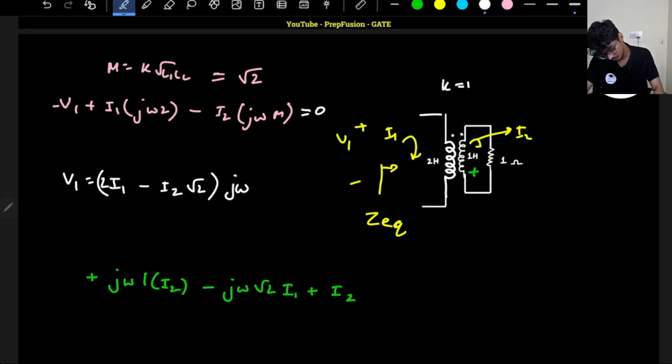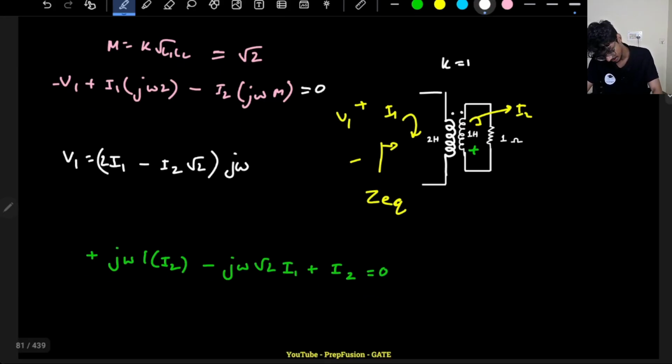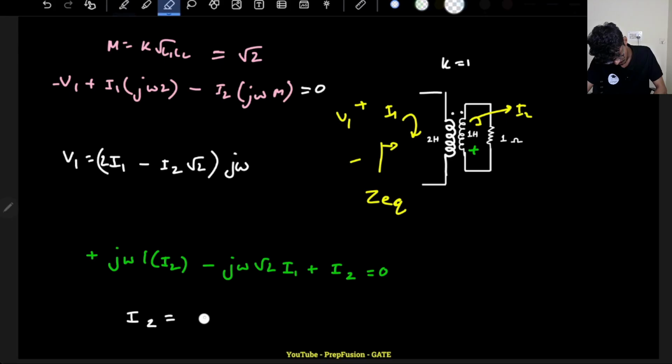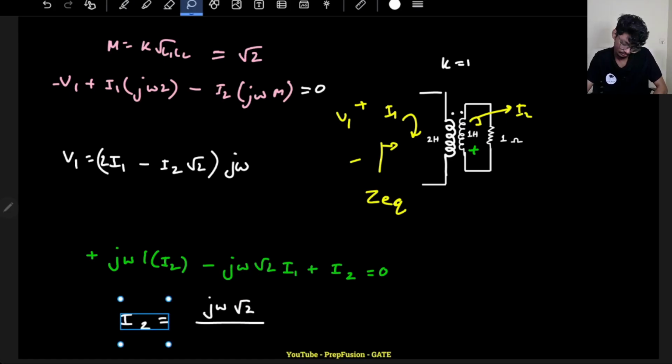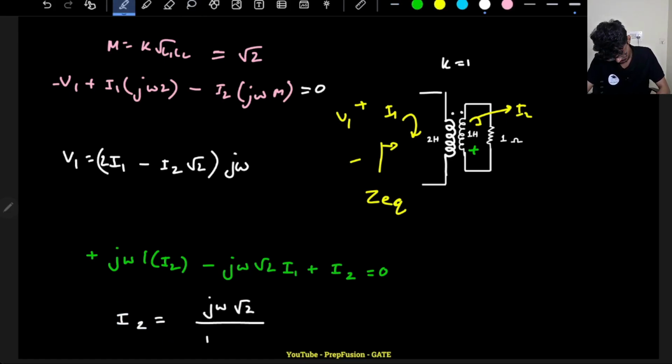Okay, so I2 into 1, yes, it is correct, equals 0. So from here I can directly write what my I2 current is. So I2 current will be j omega root 2 divided by j omega plus 1. Okay, so this is my I2 current in terms of I1, of course.